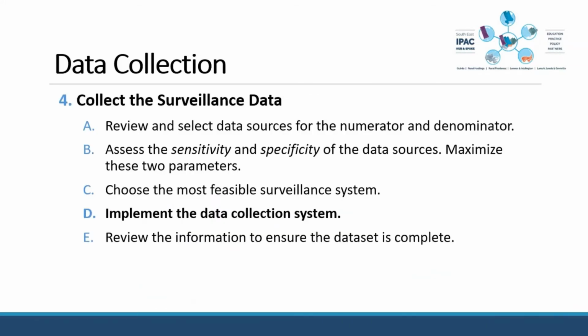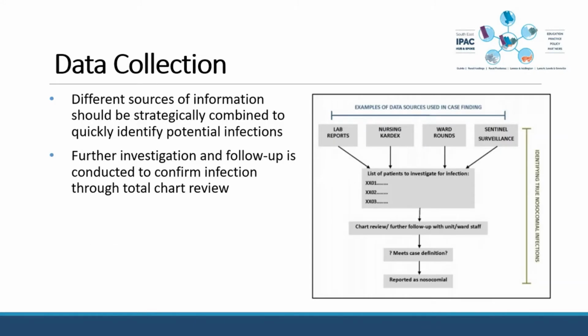When you're implementing the data collection system, it's very important to remember that homes that draw on a wide range of sources for information will detect a greater number of infections. The next slide shows how a range of information sources can be combined to identify potential infections. This figure illustrates how different sources of information can be combined to quickly identify potential infections.